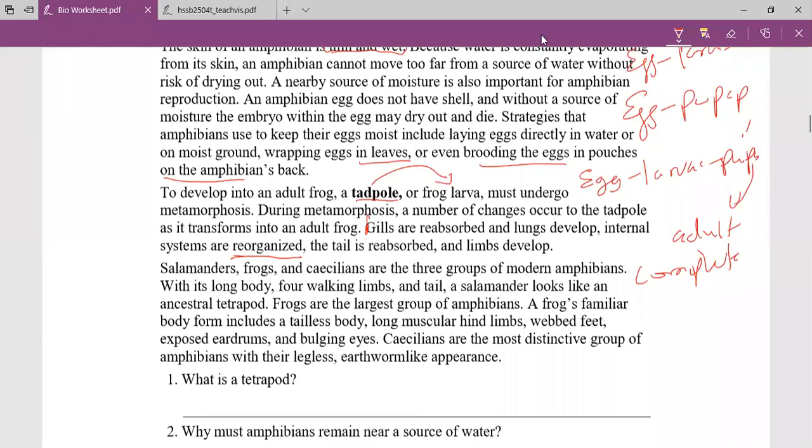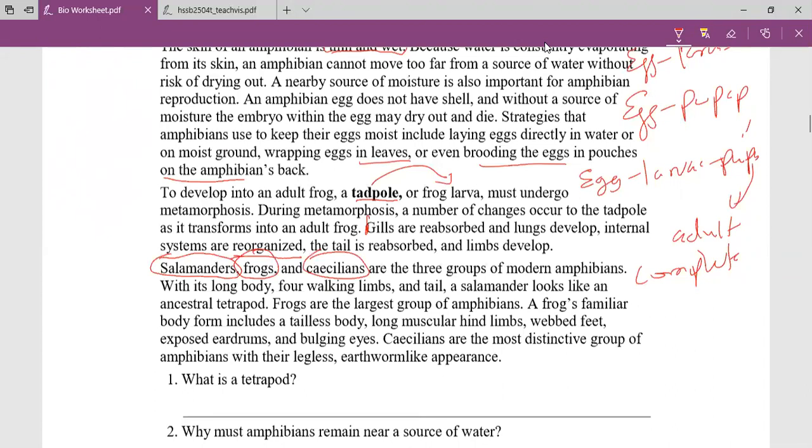So the gills are reabsorbed and the lungs develop. Among the modern amphibians, we have divided into 3 groups: the salamanders, the frogs, and the Sicilians. The Sicilians are groups that live underneath the ground. The frogs, as you know, live in the water and on land. And the salamander, they usually look like what?